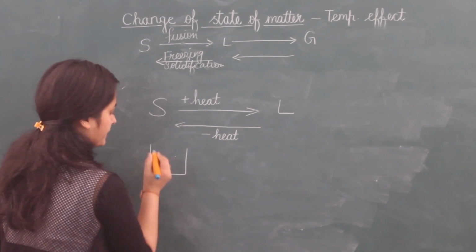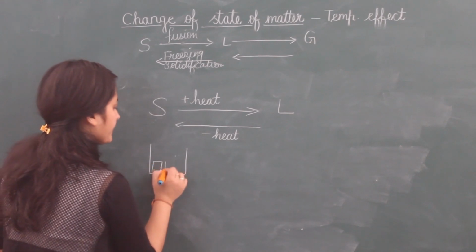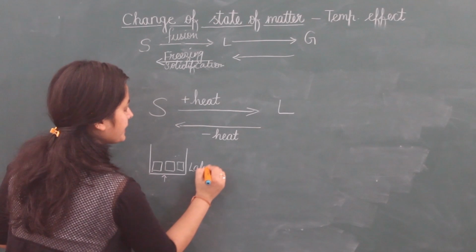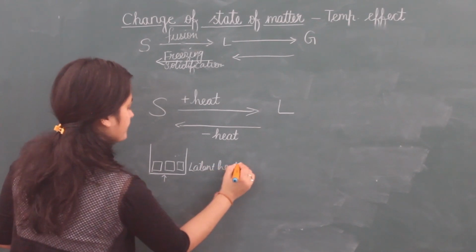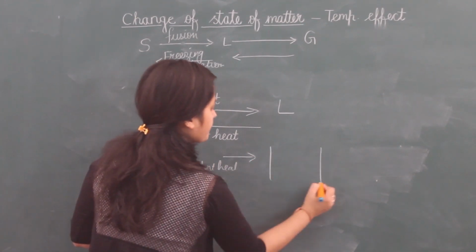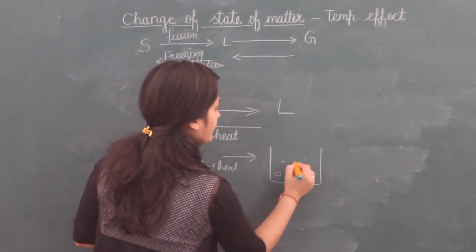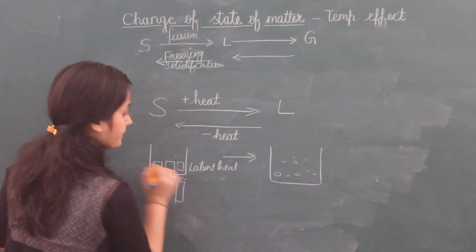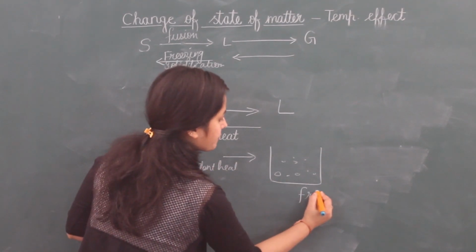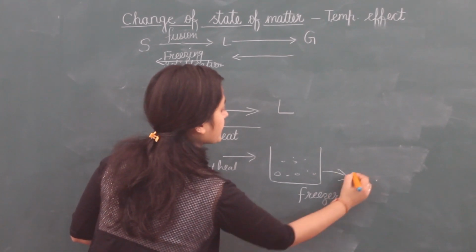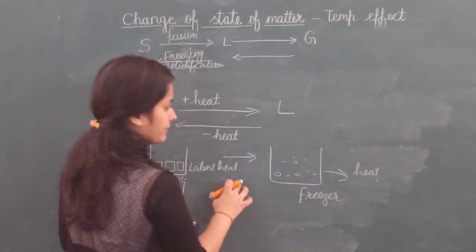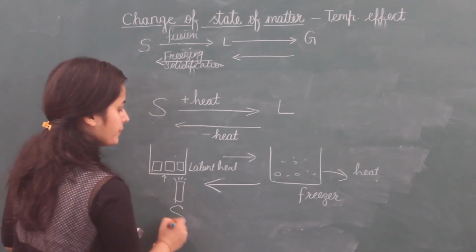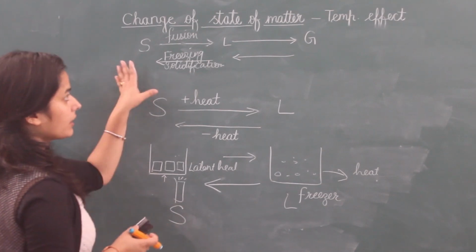See what happens. This is solid, this is ice. Now I am giving latent heat here. This will convert into liquid. Here I am heating this one. Now I am keeping it in the freezer. I am taking out the heat that I have given here, that means the same amount of latent heat, and this liquid will convert into solid. So it is all about this.